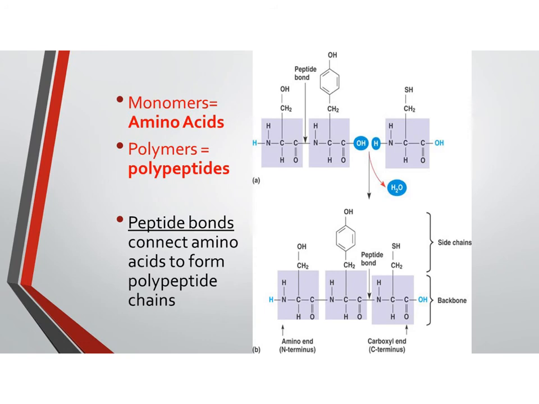Okay, the monomer is an amino acid. The polymer is a polypeptide or protein. Okay, polypeptide or protein. And it's called a polypeptide because this bond right here that connects the different amino acids is just called a peptide bond. So I just want you to understand that they're called polypeptides or proteins.